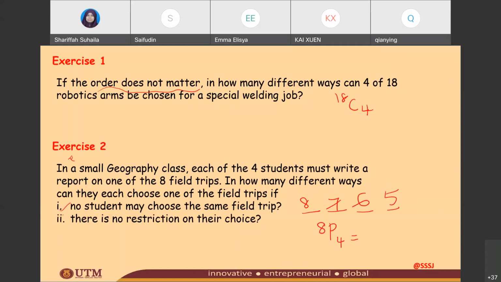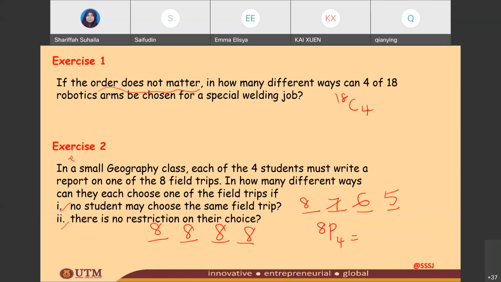Beza dia dengan nombor 1 dengan nombor 2. There is no restriction on their choice. Tak ada restriction. Okay, so katakan ni 1, 2, 3, 4. So yang first student boleh 8. Second pun boleh 8. Ini pun boleh 8. Ini pun boleh 8. So that is the answer for this question. Ini cuma saya letak je dalam satu exercise, just nak distinguish which one is the combination, which one is the permutation.